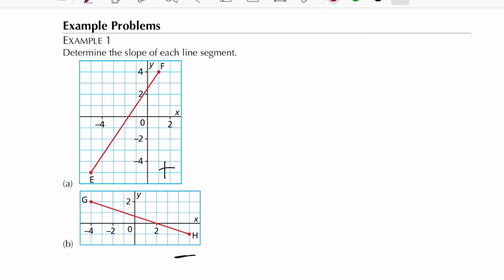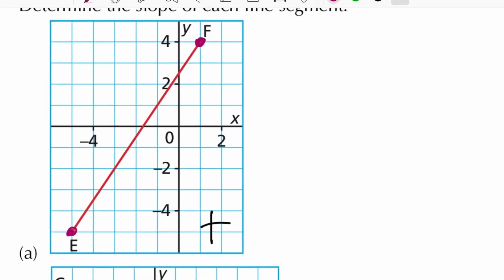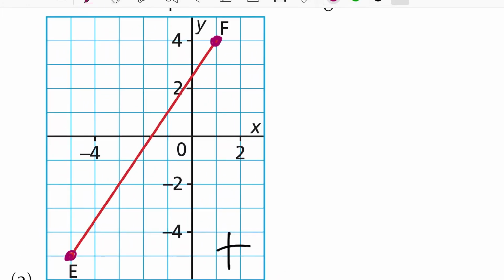All right, so in letter A, we already have 2 points selected nicely for us, right on the lines. So we have to figure out the rise. So in pink here, I'm going to figure out the change in y, which is also the rise. So it goes up 1, 2, 3, 4, 5, 6, 7, 8, 9. It goes up 9. Now I can figure that out by looking at the top one, 4 take away minus 5. 4 take away minus 5 is plus 9.